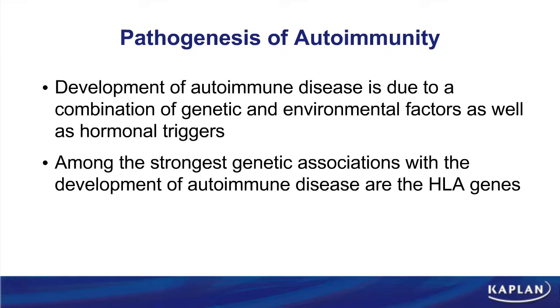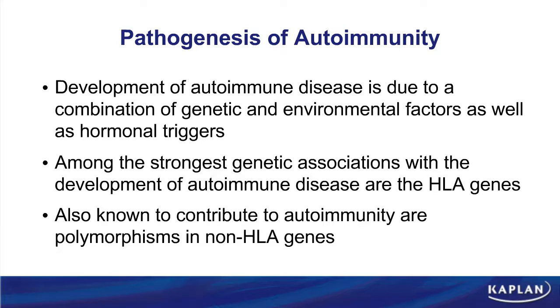Genetically, though, we know that the strongest associations are with the HLA genes, and these HLA genes, of course, are your MHC molecules. We also see certain contributions to autoimmunity in non-HLA genes as well, but again, the strongest association is typically within the class 2 HLA genes.